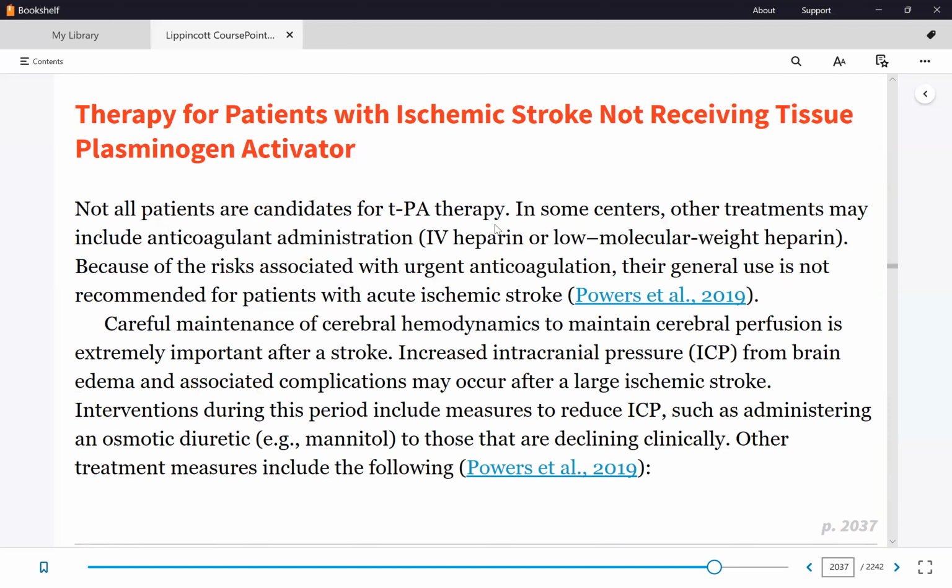Okay. Why heparin? Why IV heparin? Why not the oral anticoagulants? This will take effect right away. So we put them on a heparin drip. It'll be a continuous infusion.